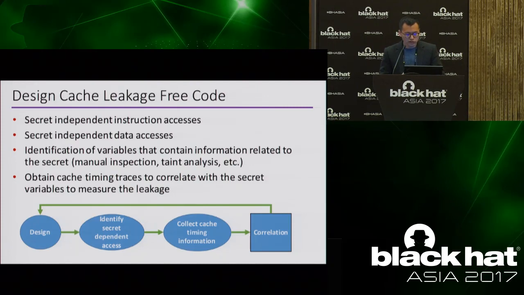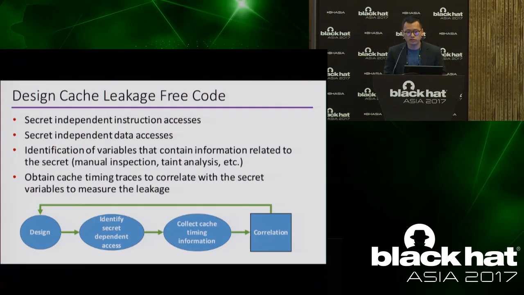Okay, so the first countermeasure is to design leakage-free code. What I mean by leakage-free is that it should have secret-independent instruction access and also secret-independent data access. If an application designer wants to improve their code so that it doesn't have cache side channel leakage, the first thing they have to do is identify the secret that they want to protect from these attacks, right? And then they have to figure out which variables have a relationship with the secret.